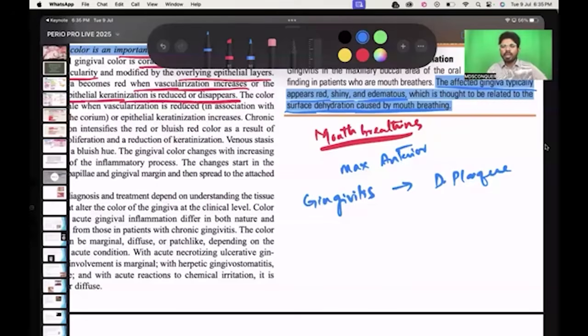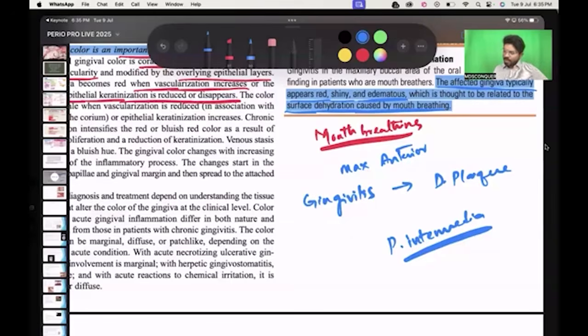So tell me, what is the organism which is predominantly seen in pregnancy gingivitis patients? It is P. intermedia, which is very frequently identified in pregnant women.